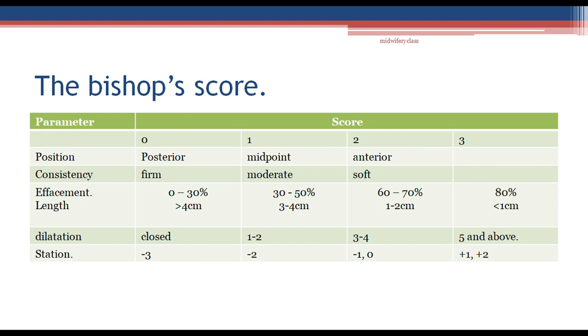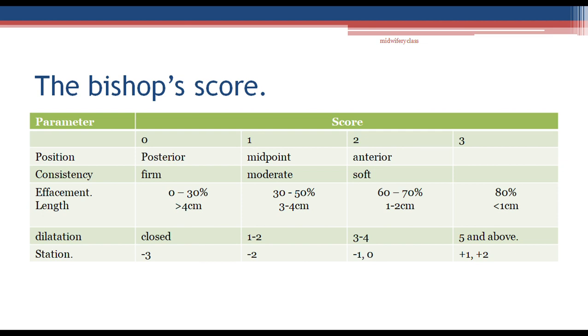The first parameter we're going to look at is the position. Do your assessment and establish the location of the cervix. If it's posterior, give a 0. If it's midpoint, give 1. If it's anterior, give a 2. Then go ahead and assess for consistency. If it's firm, give 0. If it's moderate, give 1. If it's soft, give 2.